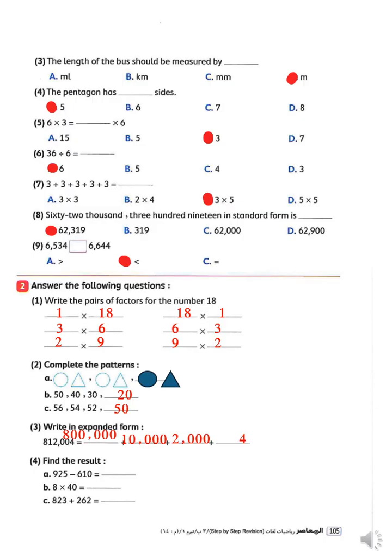Find the result. 925 minus 610 equals 315. 8 by 40 equals 320. 823 plus 262 equals 1,085.